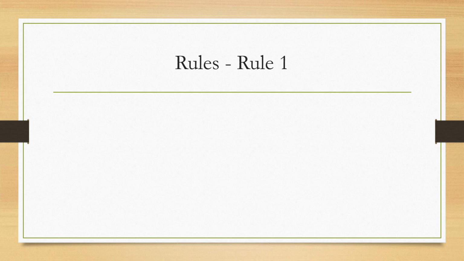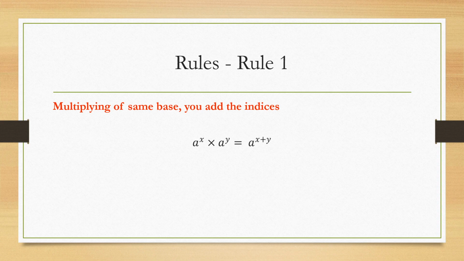Okay, so rule 1. When multiplying the same base, you add the indices. What does this mean? It means this: a and a are the same base, and x and y are 2 different indices. So when a to the power of x is multiplied by a to the power of y, it is the same as a to the power of x plus y.